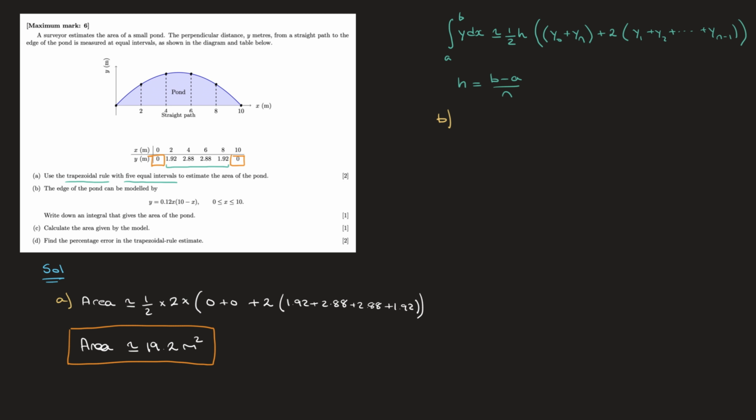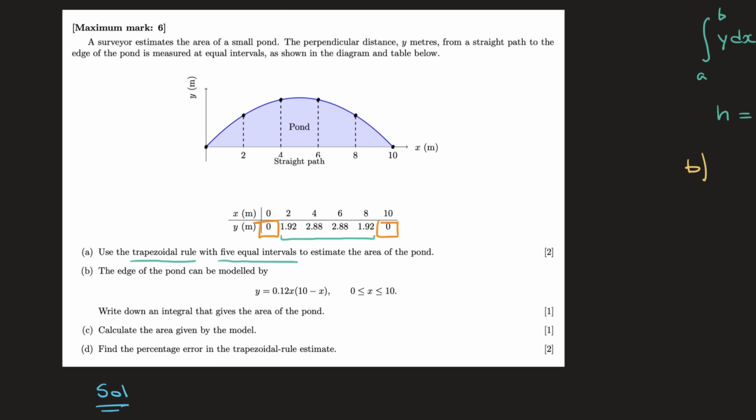And so for question B, let me zoom into the question a bit. That should do. In this question B, we are told the edge of the pond can be modeled by y equals 0.12x times (10 minus x), and we're also told that we're considering that model for x values between 0 and 10 included. So what that's really telling us is that this curve here that I'm hovering over right now, its equation is y equals 0.12x times (10 minus x). And what we need to do here is write down an integral that gives the area of the pond.